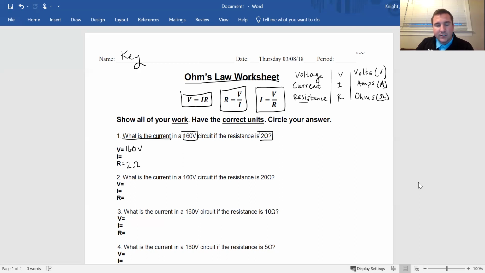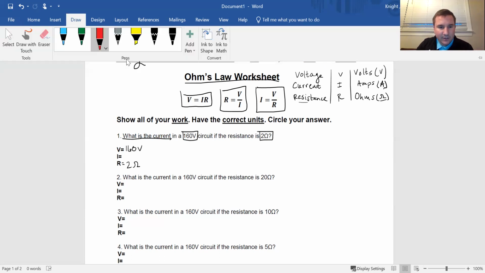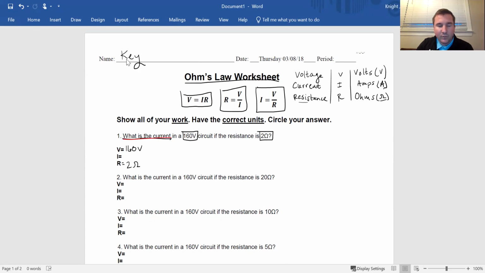And then my question, it tells me right at the beginning. Maybe I underline that with a different color. What is the current? That's what I'm looking for. I'm looking for I, which is current. So I've got two numbers, one's missing. I'm going to use the equation up here, the different choices for Ohm's Law. I'm going to use the equation that solves for what I'm missing. And for the first problem, I equals V over R is the equation that solves for current. So that's the one I'm going to use.